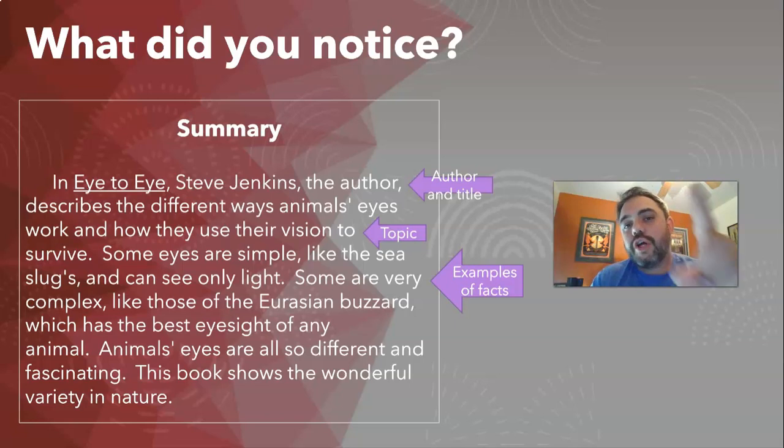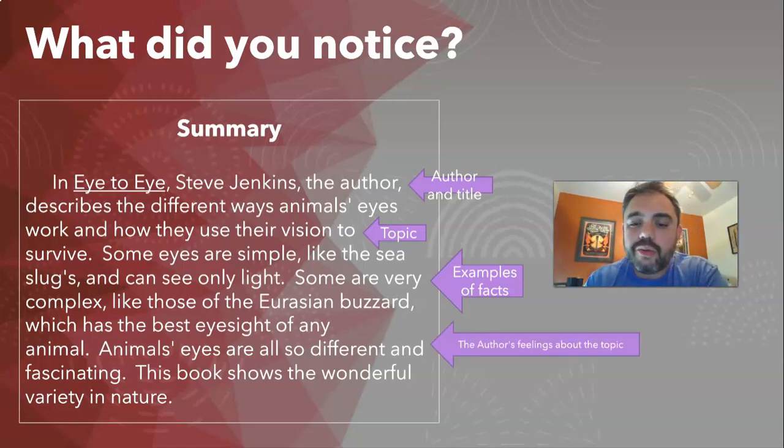However, it's your job as a fantastic reader to determine what's essential and what's non-essential. Using such things as our headings and subheadings, using our text features to help determine what the essential and non-essential information is. But in my summary, I just included examples of the two extremes.